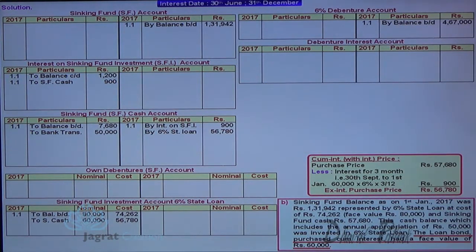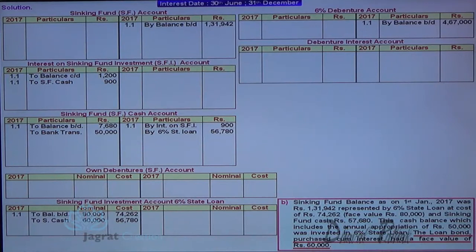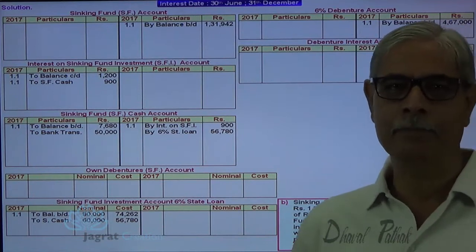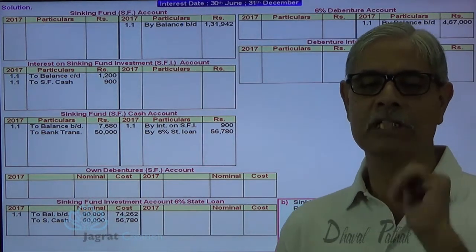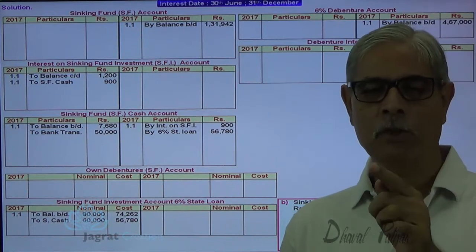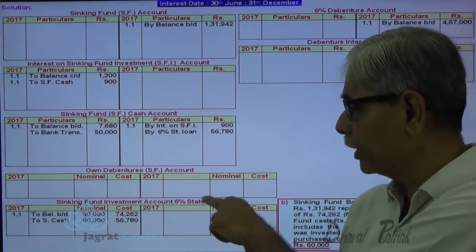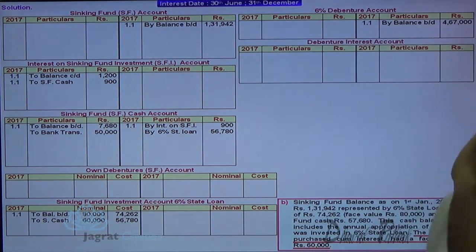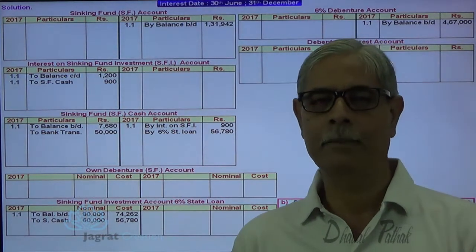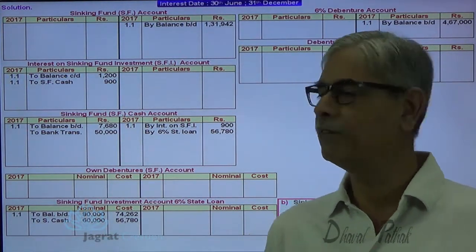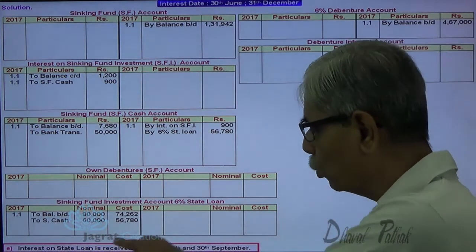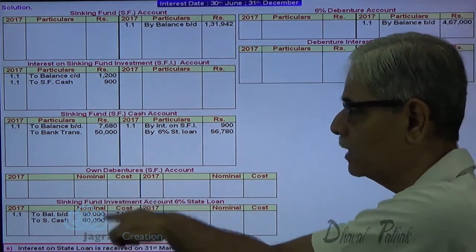Now this B point is over. Now, before we proceed with the next point, 1st January transaction is done. You should always keep 4 interest dates in your mind. 31st of March and 30th September for interest receivable, and 30th June and 31st December for debenture interest payment. So these 4 dates you should always keep in mind. So before you proceed with the next transaction, we are going to receive interest on 31st of March on this investment.